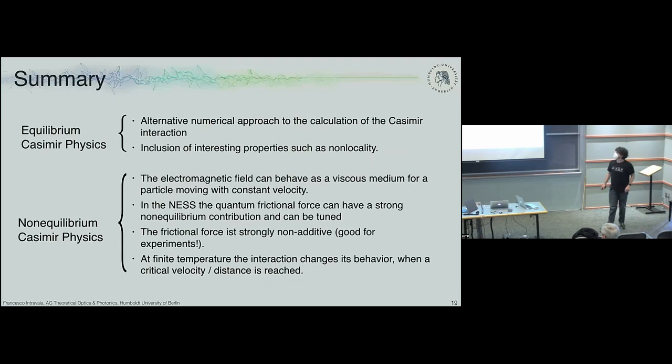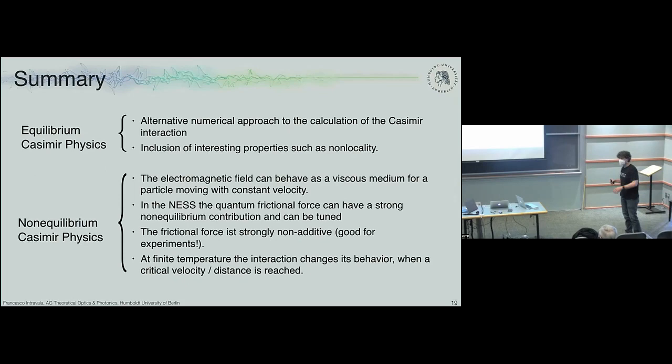I was able to show you that in equilibrium physics, we are suggesting an alternative approach to the already great approach based on FDT for the numerical calculation of the Casimir interaction with complex geometry. And we are pushing a bit forward by including material properties such as non-locality in the description. On the non-equilibrium side, I think that you were already halfway convinced that the electromagnetic vacuum behaves like a viscous medium. And in particular, a particle moving above a surface will feel a frictional force.